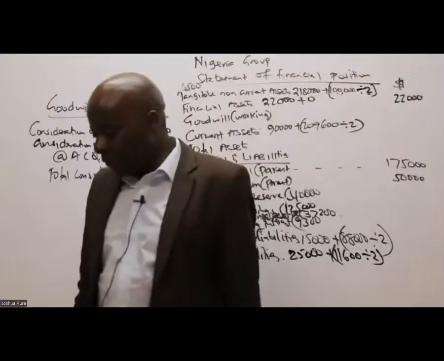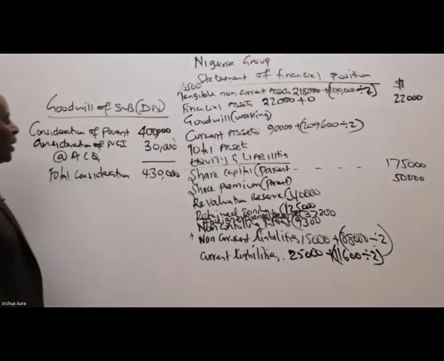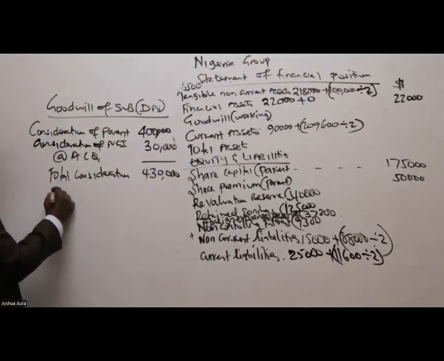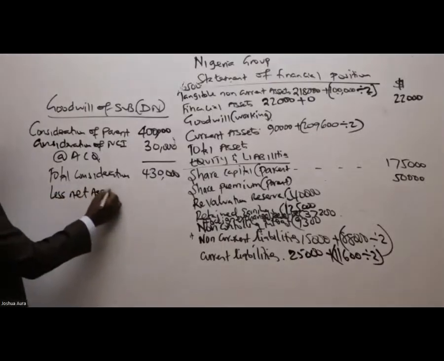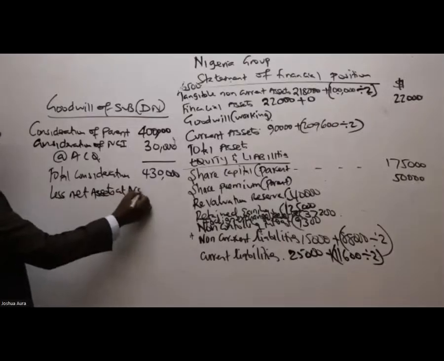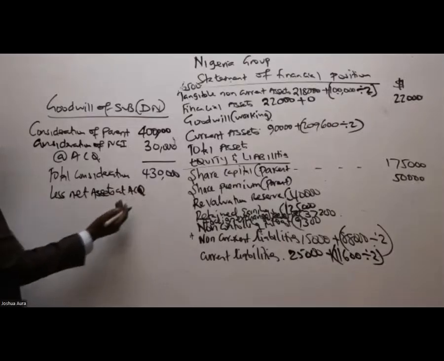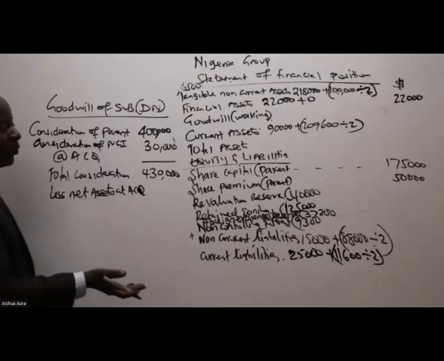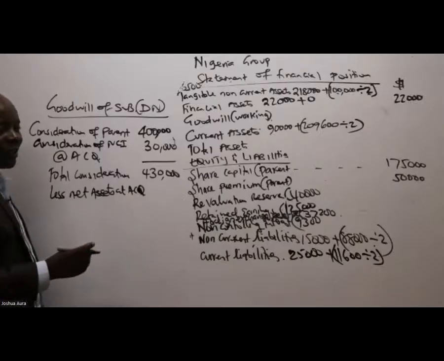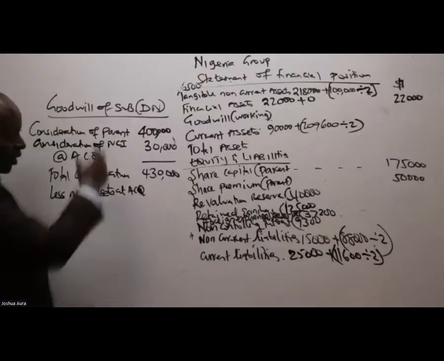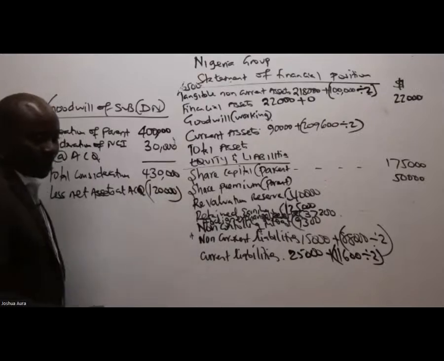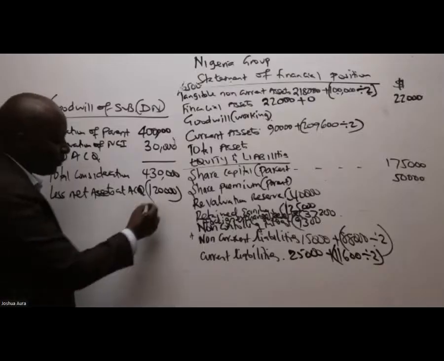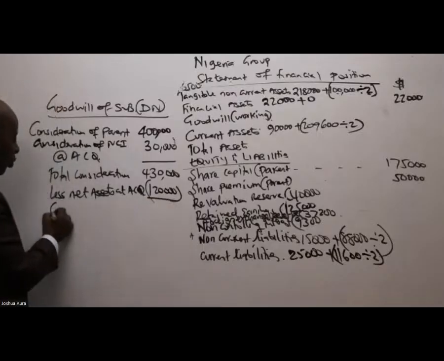Ladies and gentlemen, from there, come and give us the net assets. So less net assets at acquisition. I rubbed my figure a long time ago. Are you able to remember the net assets at acquisition? You have that table up there. Is it 120,000? So please subtract. Whatever you get is called goodwill.